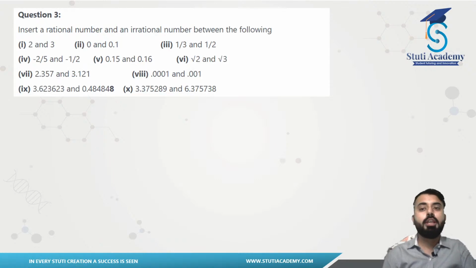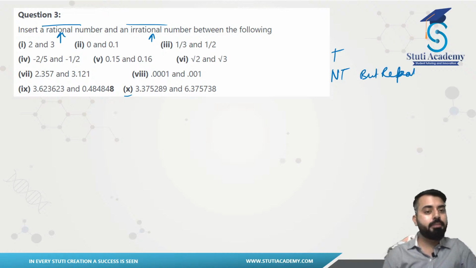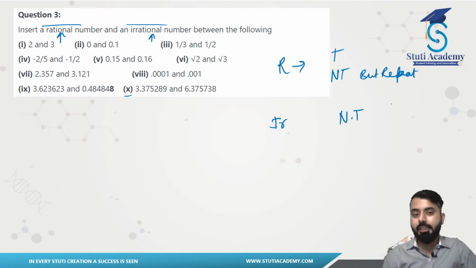We have this one. Insert a rational and an irrational. You see I have 10 parts here. I will again attempt 3 or 4 parts, and the remaining will be your work. So remember this, a rational and an irrational. The difference according to decimal expansion is: a rational is either terminating or non-terminating but repeating, and irrationals are non-terminating and non-repeating. That is the whole point here.